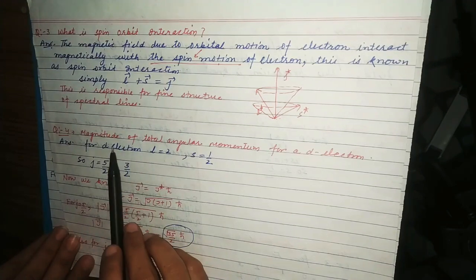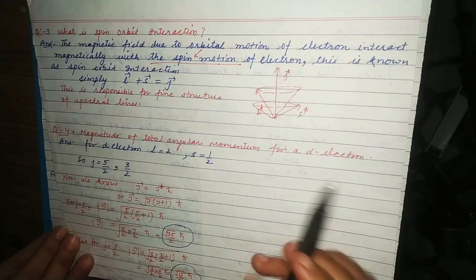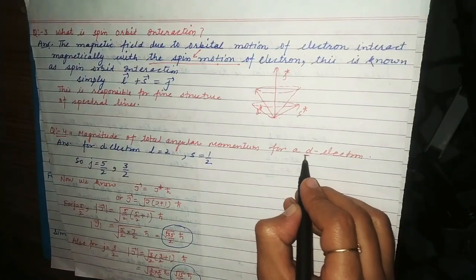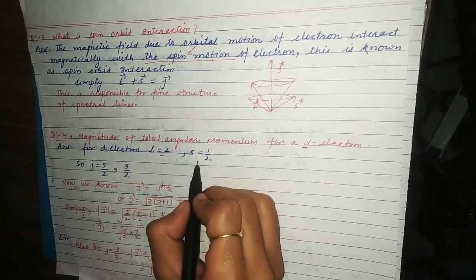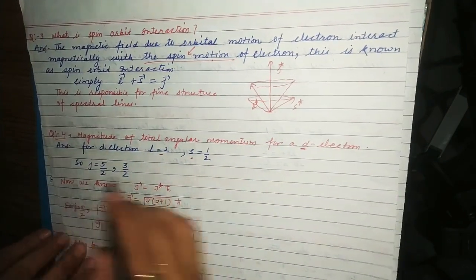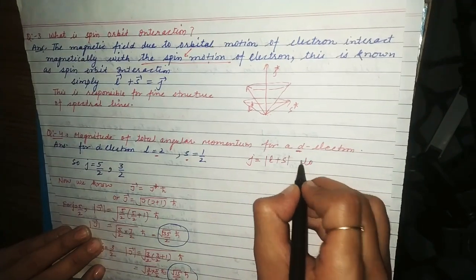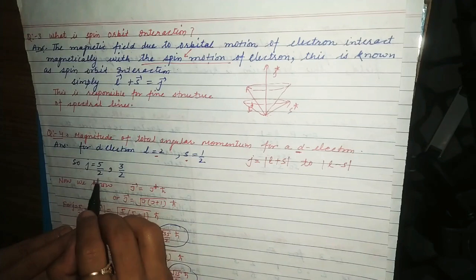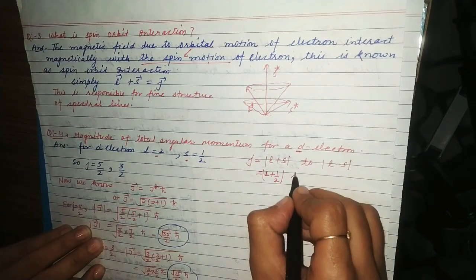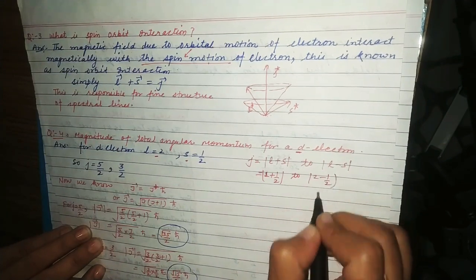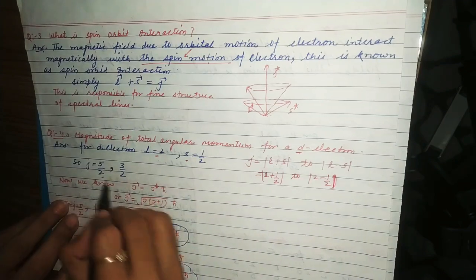The fourth question was, we have to calculate the magnitude of total angular momentum for a d electron. Now what is the value of L for a d electron? Again, this is 2, and since this is a single electron, S will be 1 by 2. So total J values will be L plus S, L minus S. So this will be 2 plus 1 by 2, 2 minus 1 by 2. We will be having two values, which are 5 by 2 and 3 by 2.